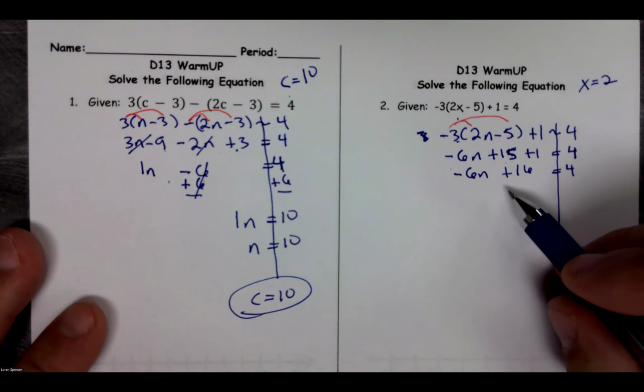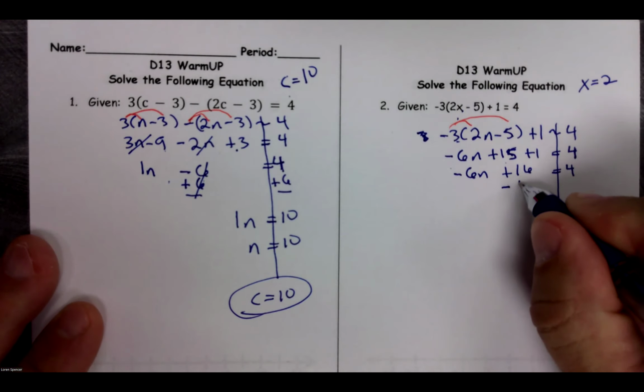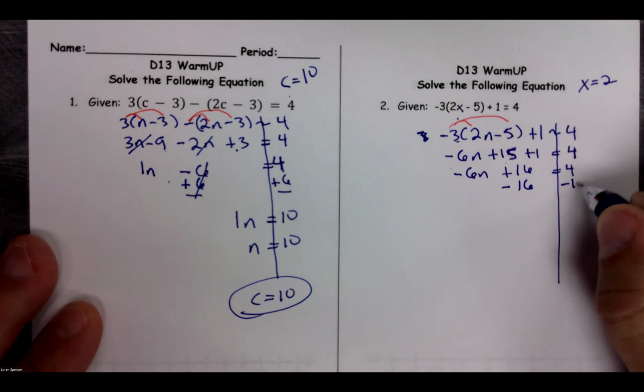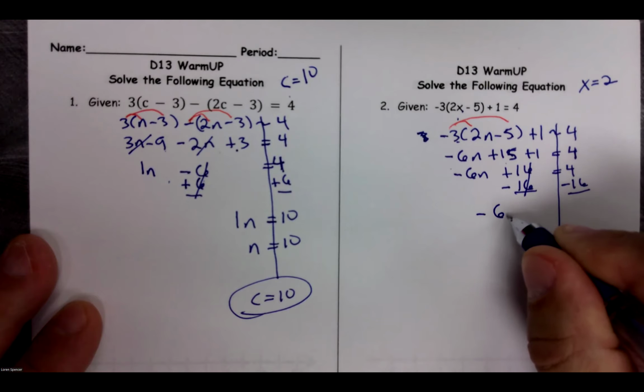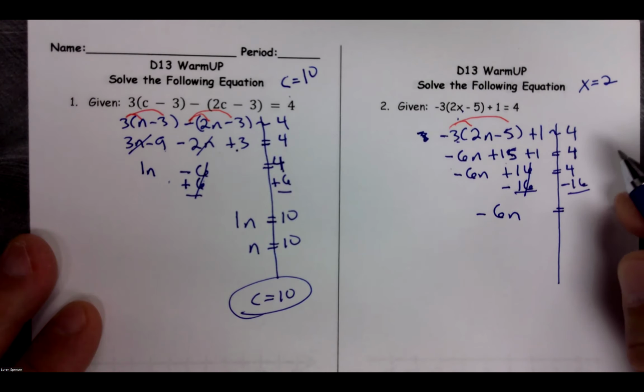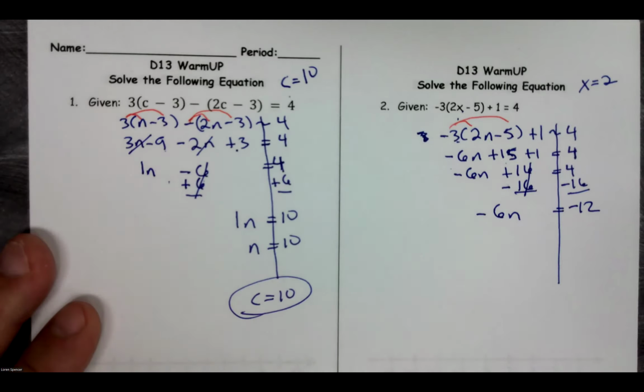So next thing I need to do is move my constant. So I need to move the 16 to the other side. So the opposite of a plus 16 is a minus 16. So now I have negative 6n equals, in this case, a negative 12.